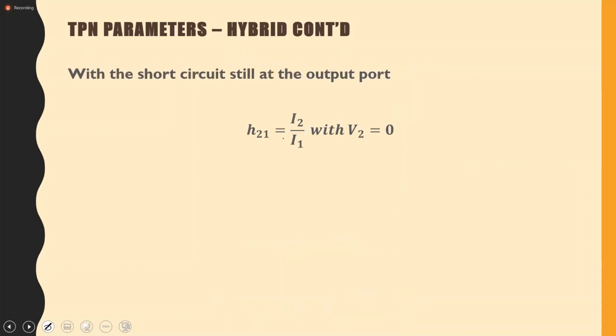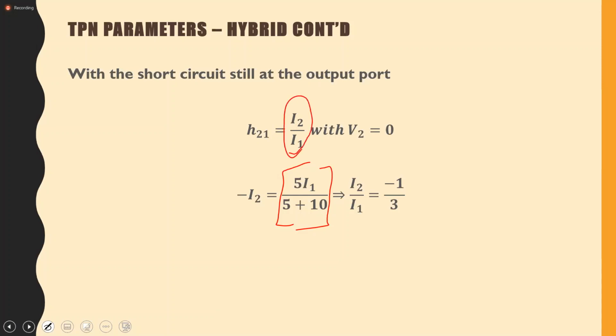So by that token, minus I2, and this is the current division for I1, yes? So 5 over 15, 5I1 over 15 is equal to minus I2. What we are interested in is I2 over I1. So I2 over I1 would be equal to minus 1 over 3.